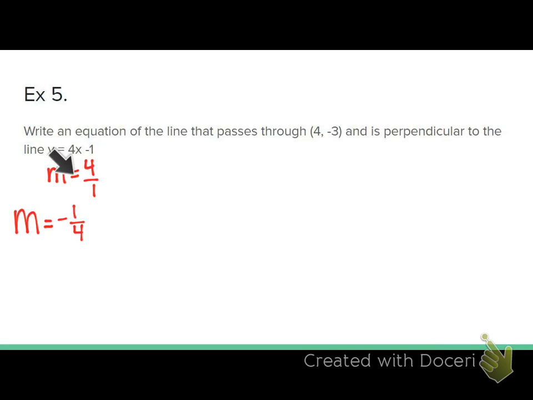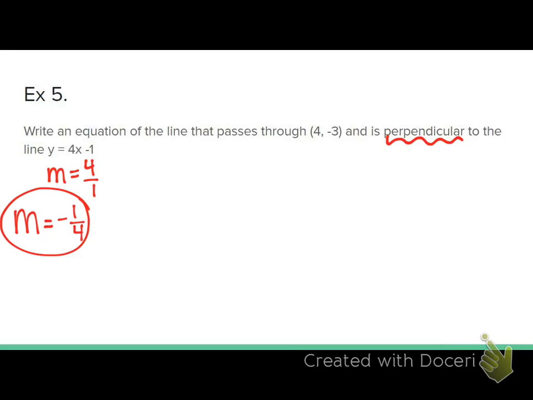Okay. They gave us one slope, but they wanted it to be perpendicular. Perpendicular means we have to change the sign, flip the fraction. When we change the sign, it goes from positive to negative. When we flip the fraction, instead of 4 over 1, it becomes 1 over 4. Change the sign, flip the fraction. This is the slope we want to use. Questions about that?